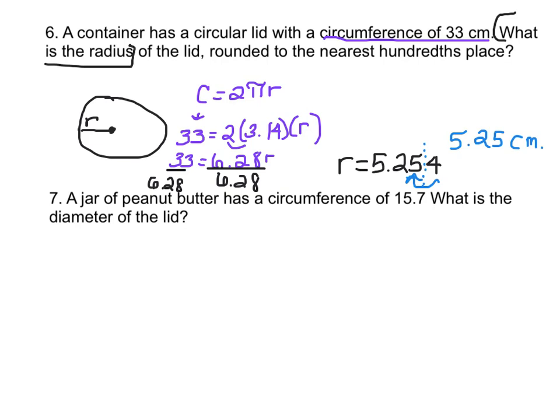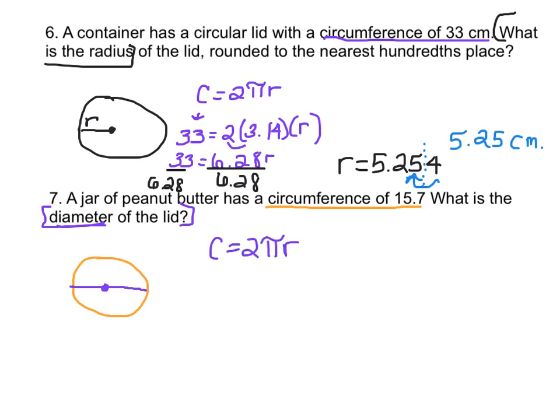Now go ahead and solve problem number 7. So for number 7, I have a jar of peanut butter that has a circumference of 15.7. That's important. What is the diameter of the lid? So this is a little different because it's now asking for the diameter. If I have my peanut butter jar, this question is now asking for the line that goes through the center all the way across. So first, as always, since I've got circumference, I'm going to go ahead and write my formula, C equals 2 pi r.